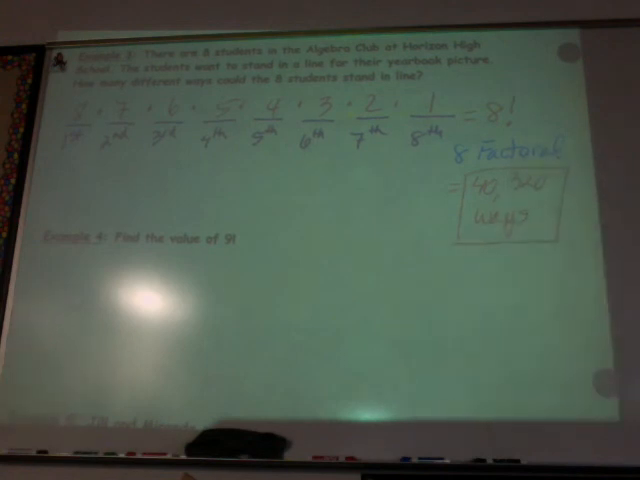That's a lot of different possibilities. We want 40,320 pictures just to prove that it's true. Can you imagine? Expensive, but true. Well, I guess not so expensive as if it's digital.